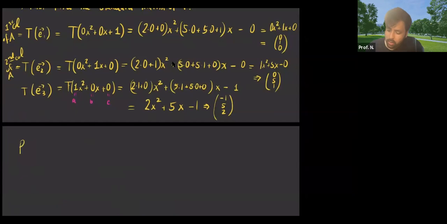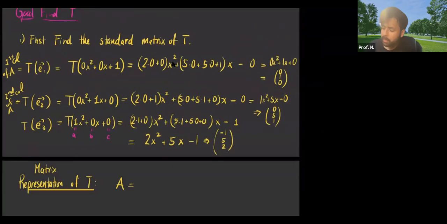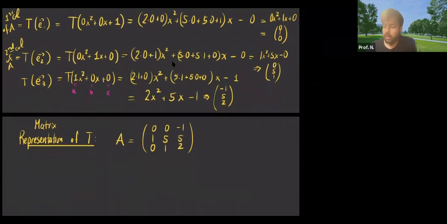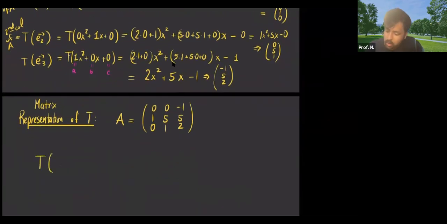So then the matrix representation of T is given by the first column being 0, 1, 0, the second column being 0, 5, 1, and the last column being -1, 5, 2. And so that represents the polynomials from CBA to A, right?